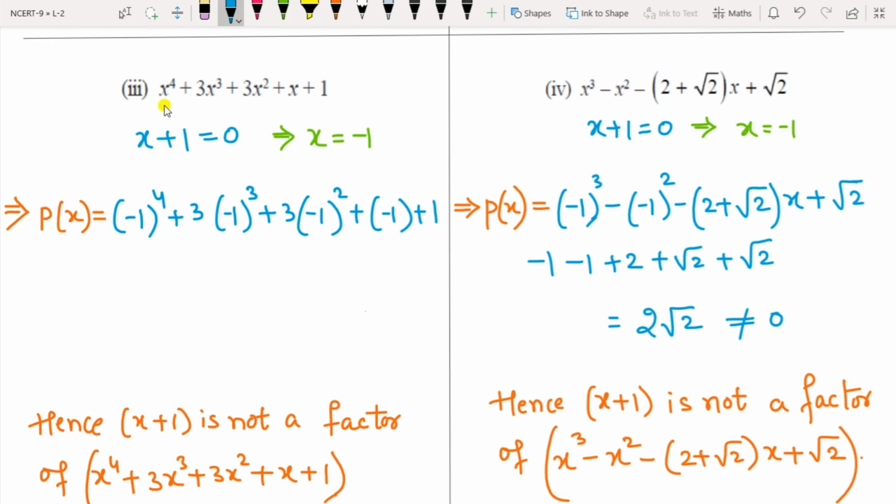This one also, this is another p(x), x raised to 4 plus 3x cube plus 3x square plus x plus 1. So x equal to minus 1, substitute in this p(x) here. You will get 1 minus 3, because minus 1 cube is minus 1 into 3 is minus 3, minus 1 square is 1 plus 3 is 3, and plus minus minus 1 and plus 1. So cancel the opposite terms here, plus 1 minus 1 plus 3 minus 3, you will get 1 here, and the remainder is not equal to 0, and therefore x plus 1 is not a factor of this given p(x).